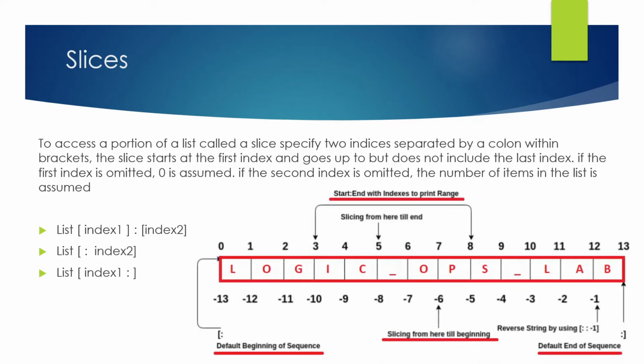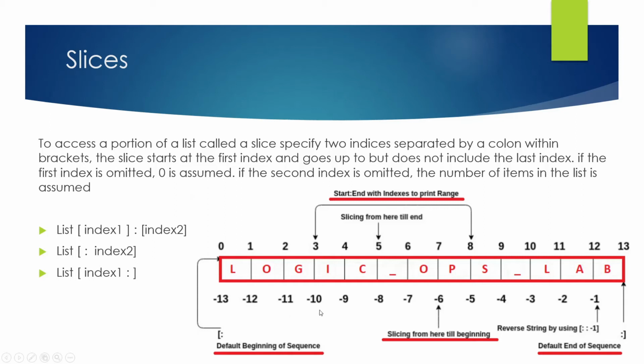Okay, so you can see the elements start from 0 and go till 13. So there are a total of 14 elements. So logic underscore ops underscore lab, one element at a time. So this is my list. You can see the default beginning of the sequence starts from 0 and it goes till 13. This is the default end of the sequence. Do not concentrate on the minus 12, minus 13 right now.